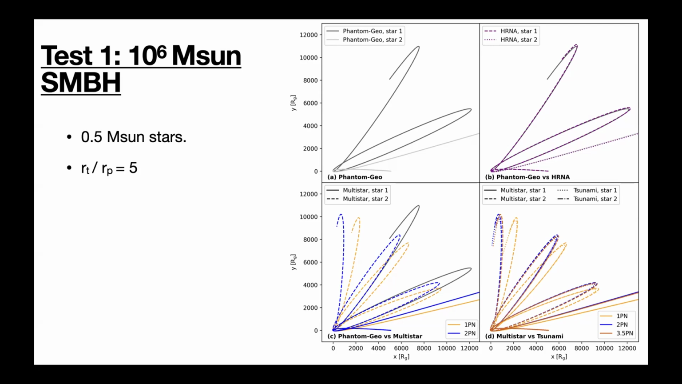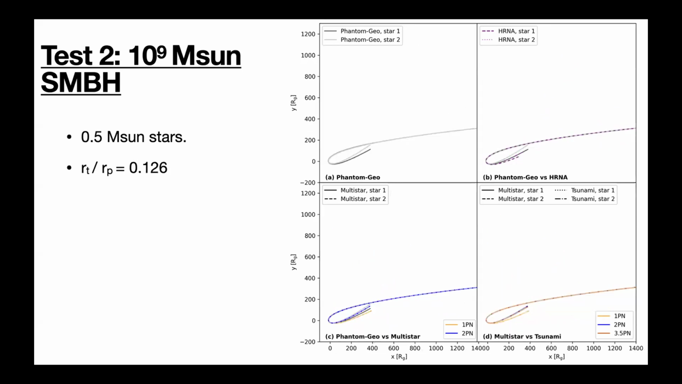But if we add the higher order post-Newtonian correction terms, the precession and the way the star's orbit is inclined kind of matches well with what we expect from the Phantom Geo and HERNA codes. But still, the precession is faster in the Multistar code compared with the GR codes with the metric. The fourth panel shows the comparison between the two PN codes, and we can see that they match really well again with a difference of about 1%. Here we have also included 3.5 PN terms.